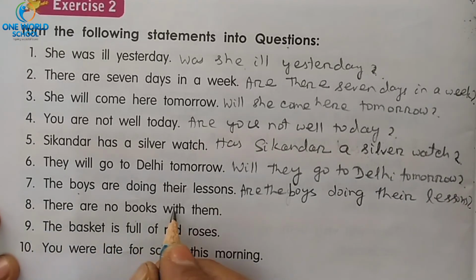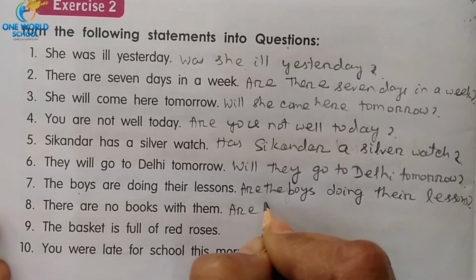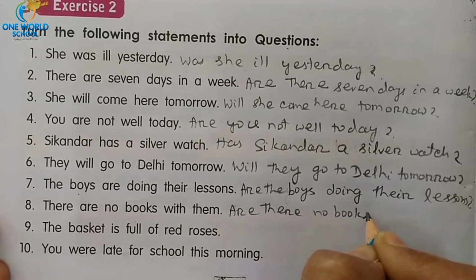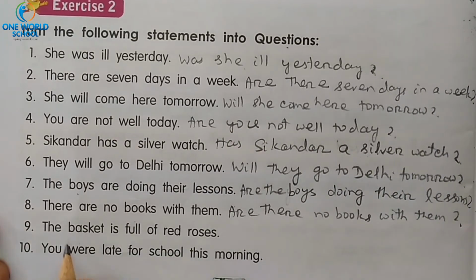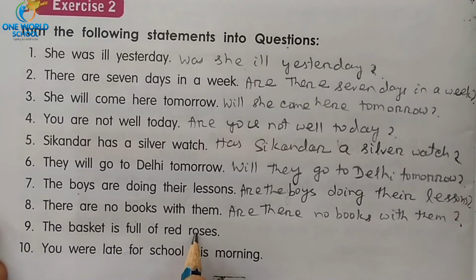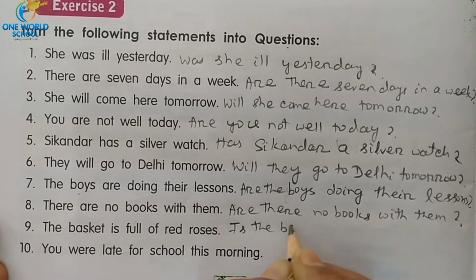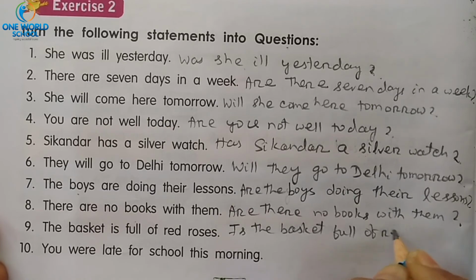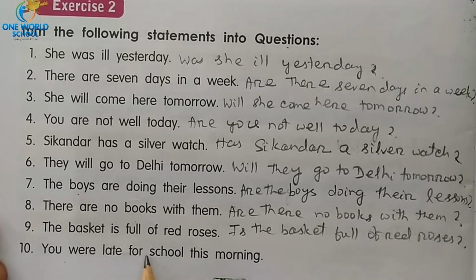There are no books with them. Are there no books with them? The basket is full of red roses. Is the basket full of red roses? You were late for school this morning. Were you late for school this morning?